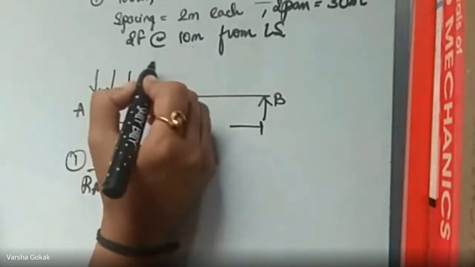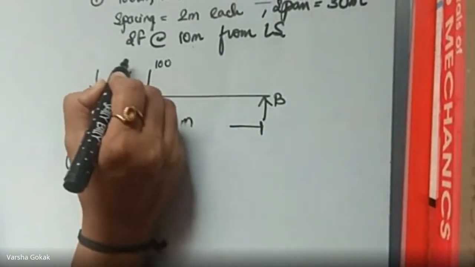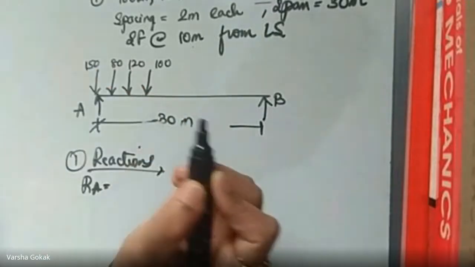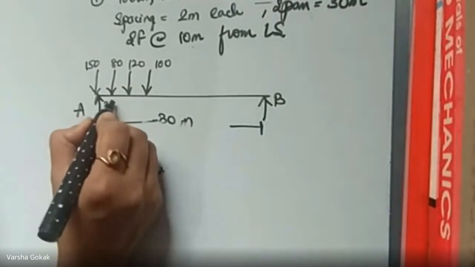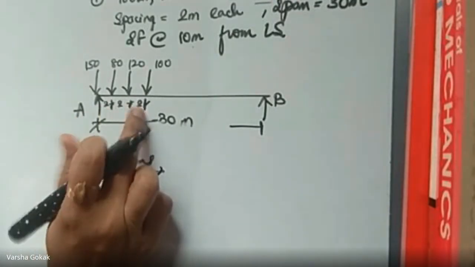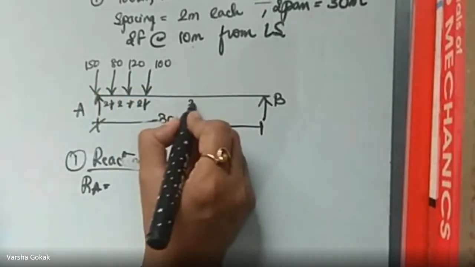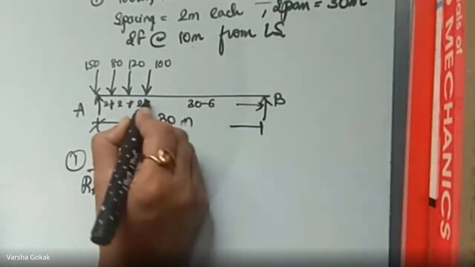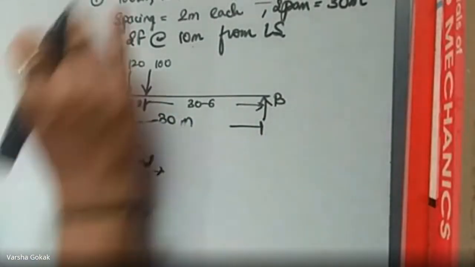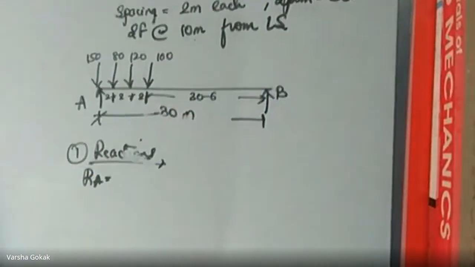So what we'll do to find the reaction RA, we will place these exactly starting from A in this pattern. So what are the loads? This is 100, this is 120, this is 80, and this is 150. Each of them is at 2 meters. So 2, 2, 2 makes it 6. 30 minus 6, remaining is 24. So this is the positioning of the load to find the reaction RA.